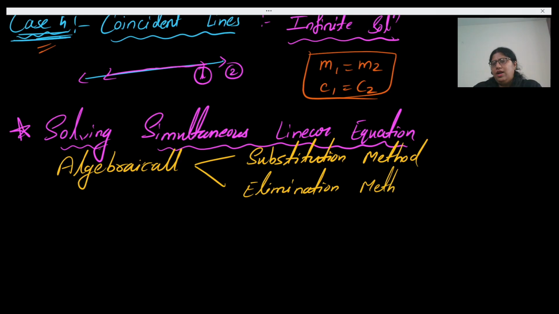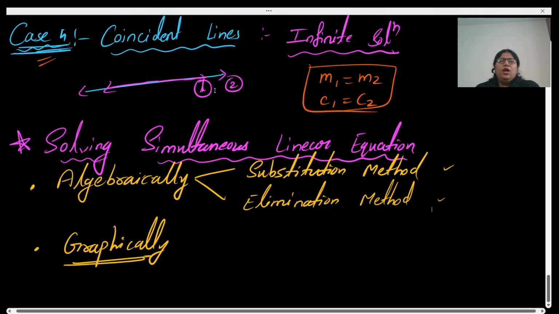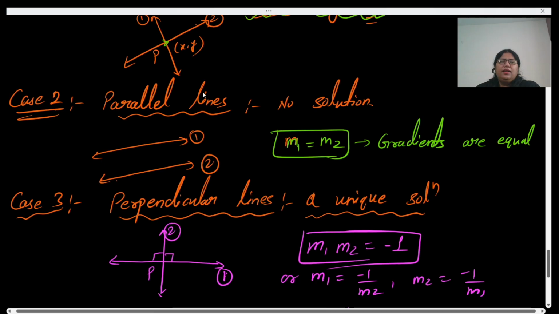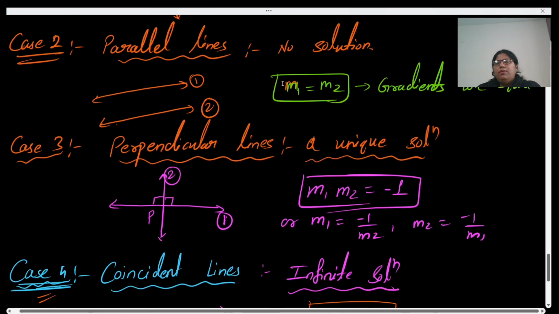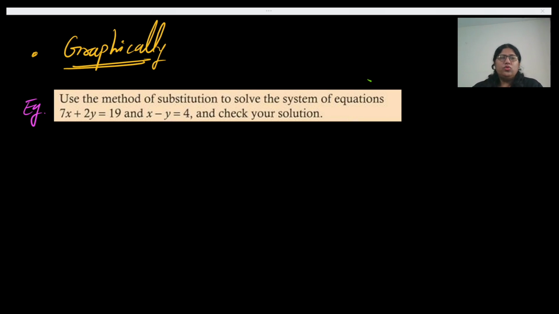So this is called the elimination method, right? Algebraically is how we solve here, and graphically means seeing the graph wherever they intersect. You need to solve it, because when you solve you will understand whether it's intersecting at a point, and then there will be a unique solution. So let us take one example. Here one question is given: use the method of substitution to solve the system of equations, meaning simultaneous equations.